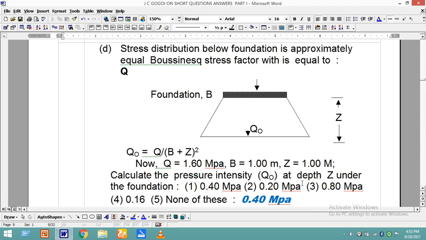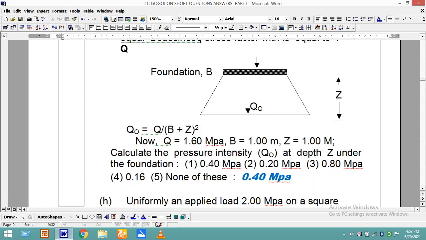Calculate the pressure intensity at a depth Z under the foundation. Given answers are 0.4 MPa, 0.2 MPa, 0.8 MPa, 0.16 MPa, none of these. You see, it is 1.6 when B was 1 square meter. Now our area will be 4 square meters, 1 plus 1 squared. So 4 square meters. When we divide 1.6 by 4, it will be 0.4 MPa.